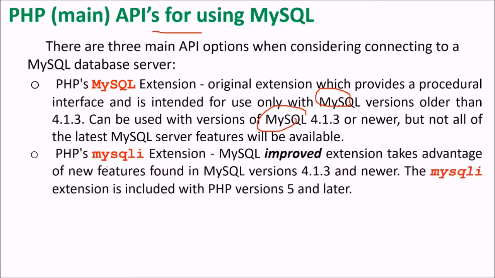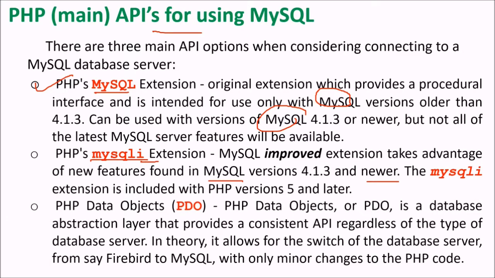Then PHP's MySQLi extension. We are talking about the PHP APIs. The first we talked about was the MySQL extension. Second is the MySQLi extension. The MySQL improved extension takes advantage of new features found in MySQL versions 4.1.3 and newer. The MySQLi extension is included with PHP versions 5 and later. Then PDO, PHP Data Objects. PDO is a database abstraction layer. It provides a consistent API regardless of the type of database server. So in theory, it allows you to switch the database server, say from Firebird to MySQL, with only minor changes to the PHP code.